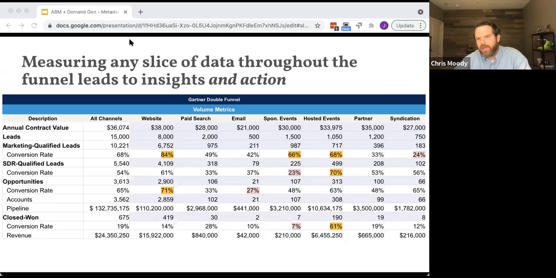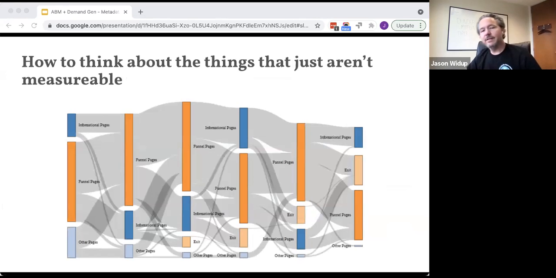It's not about the benchmark. It's not about the number. It's about trying to make directional improvements in an incremental fashion. Yes, absolutely. And we're going to talk about that a little bit, if we have time.